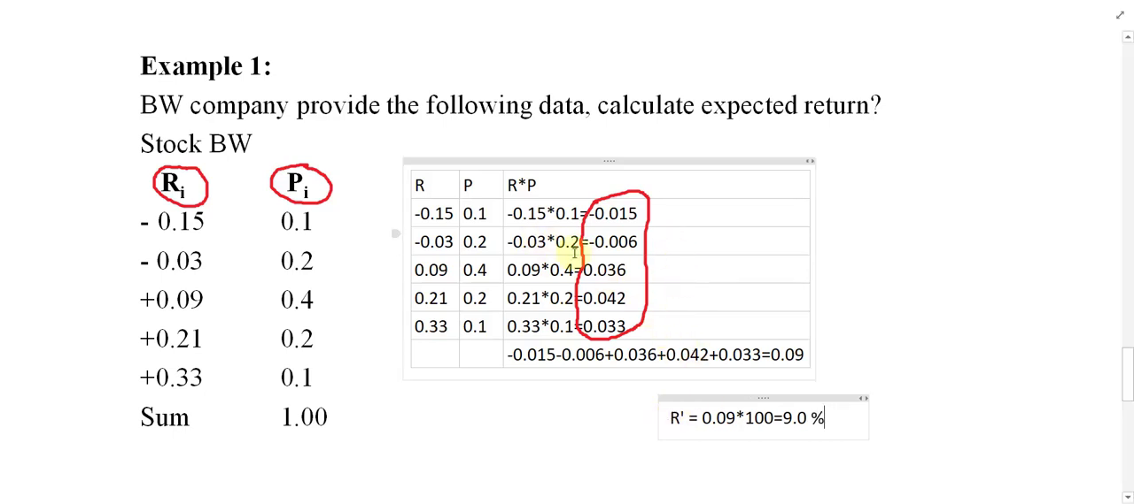So in this way, you can find out the expected return. If it is decimal, finally the value should be multiplied to 100. If both of them are percentages, the result should be divided. If one of them is in decimal and one of them is in percentage, there is no need to multiply or divide. So in this example, expected return is equal to how many percent? 9.